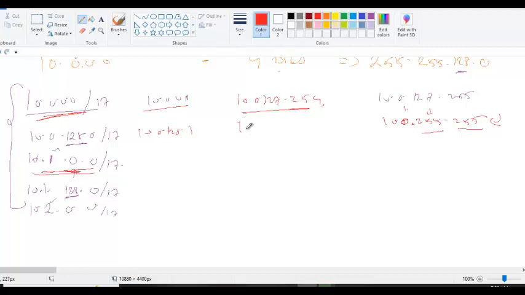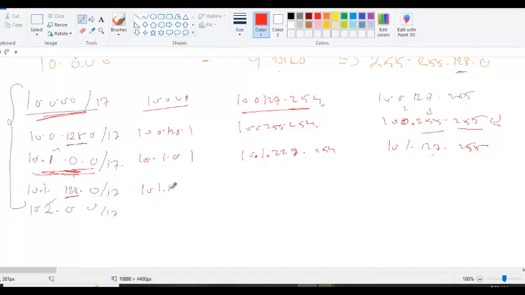10.0.255.254 and here 10.1.0.1. The broadcast is 10.1.127.255. Do you agree? 127 in the third octet, correct, and the last is 254. Okay. Next, 10.1.128.1.